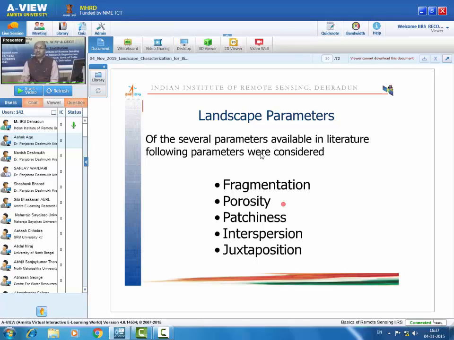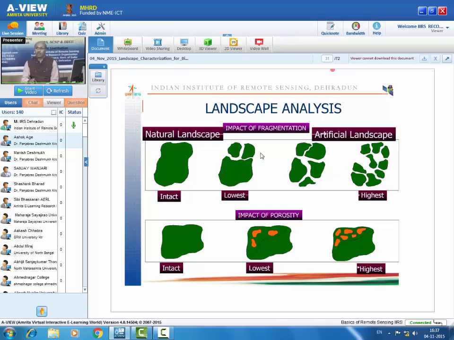Interspersion is the mixing of the vegetation. This mixing is very important because then migration of species is possible if you can analyze this. Juxtaposition is again a very important aspect because it tells you what the neighboring ecosystems are. If the ecosystems are the same, then that means that ecosystem is suitable for many species. Species migration will take place, gene exchange will take place. So juxtaposition is a very important ecological parameter for analysis.